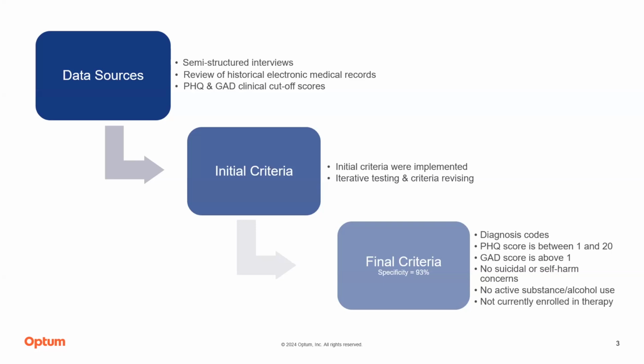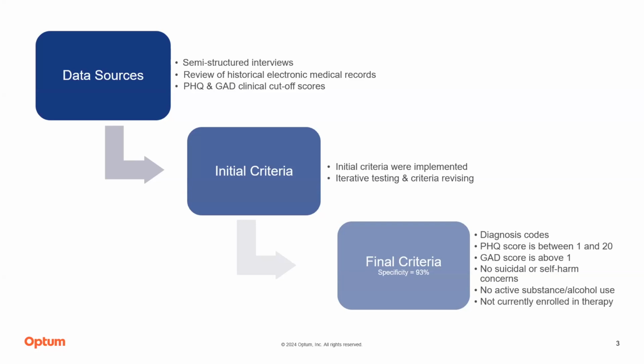At the end of the day, our final criteria feeding into our eligibility flag are diagnosis codes. We are excluding certain diagnoses, for example schizophrenia and bipolar disorder, and including certain diagnoses, depression and anxiety. We have PHQ and GAD cutoff scores we used for our flag, and we also identified certain elements in medical records that allow us to flag patients who may be at risk for suicide or self-harm.